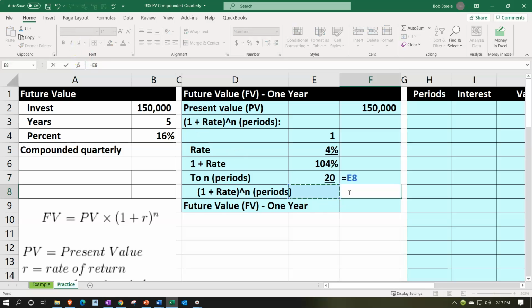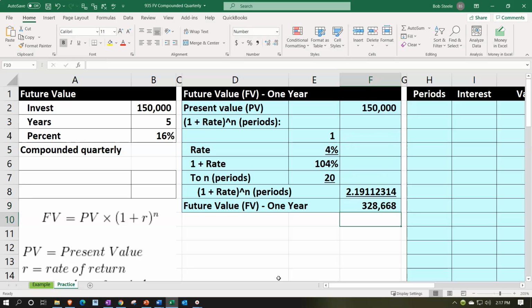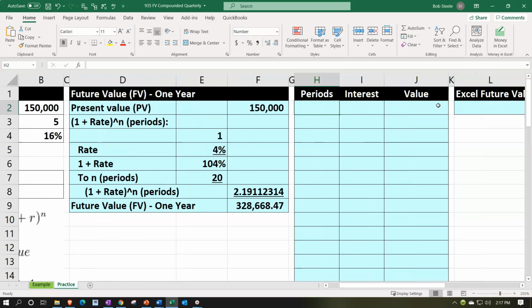We're then going to take this to that period. So this is going to be equal to the 104%, Shift 6, caret, of the 20. Adding some decimals here, home tab, numbers, adding some decimals. So there we have that. Then home tab, font, and underline. Then we can multiply these two items out, this being the 150,000 times that amount we just calculated, for the 328,668. Let's add a couple decimals there. Home tab, numbers, add a couple decimals. Now let's do this with a running balance type of calculation, and we'll calculate the periods on the left-hand side.